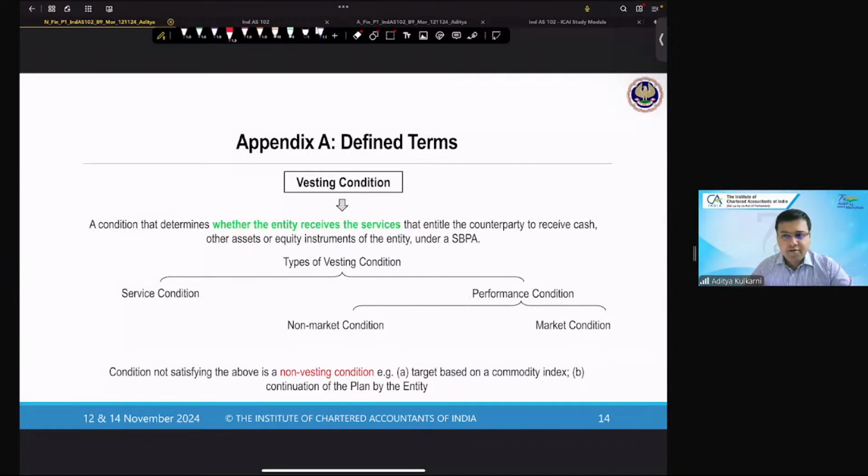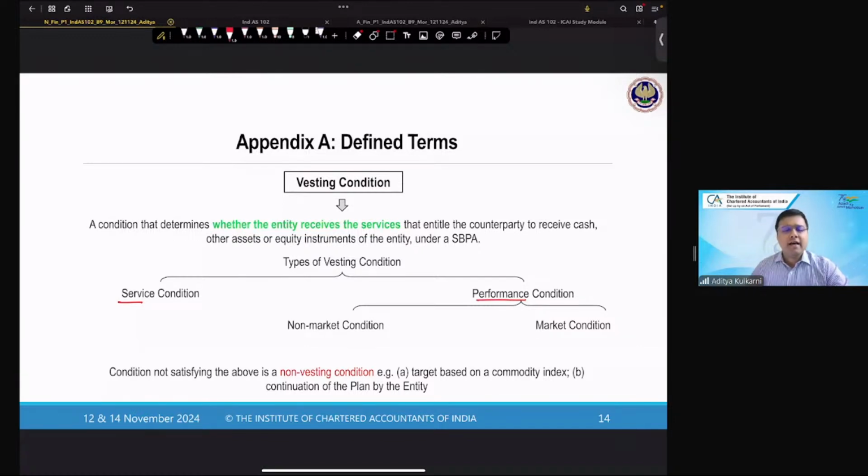Vesting conditions. There are certain conditions that need to be fulfilled for the options to vest in the employees, that enable the counterparty to receive cash, equity instruments, etc., under a share-based payment arrangement. Types of vesting conditions are classified broadly into two. One is a service condition where you are only expected to be continuously employed, and one is a performance condition.